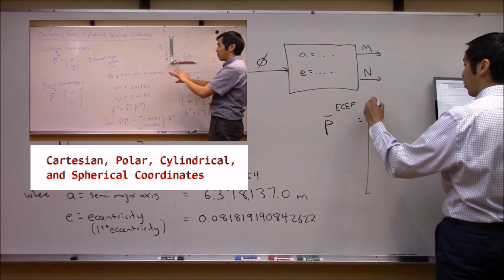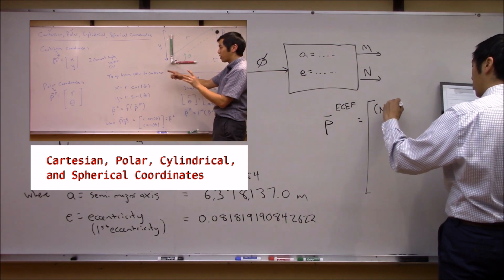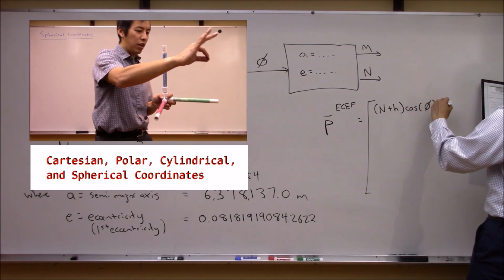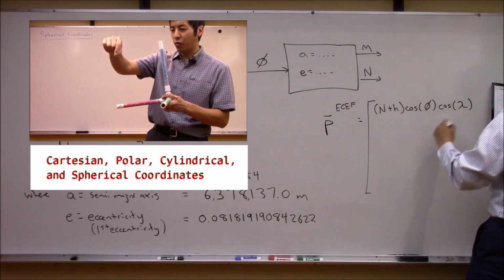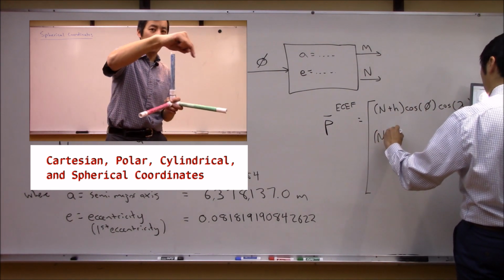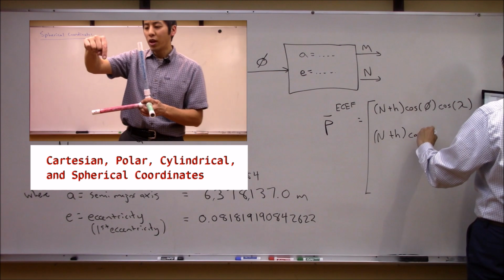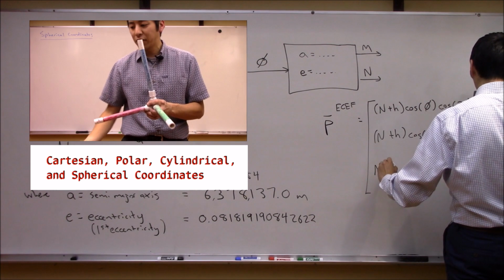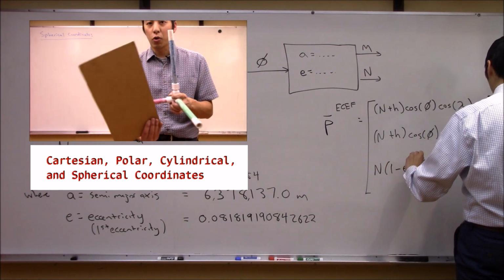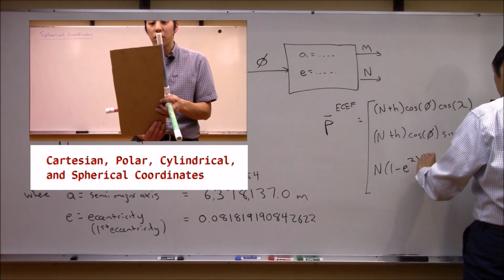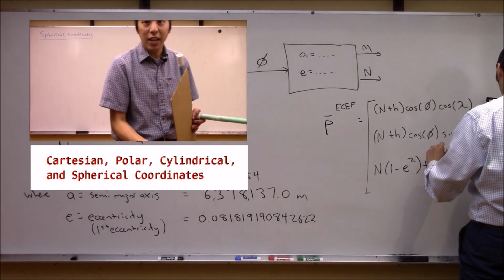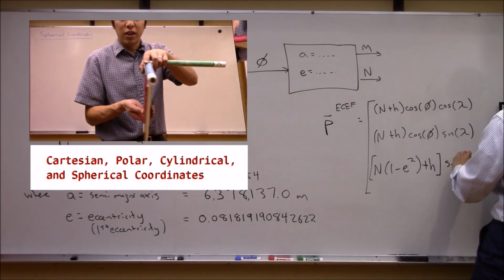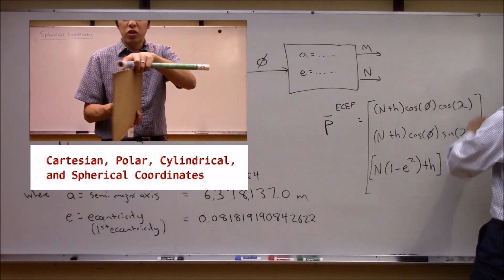So this is now going to be N plus your geodetic altitude h, times cosine of your geodetic latitude phi, times cosine of your terrestrial longitude lambda. And then it is N plus h, cosine phi, sine lambda. And then N times 1 minus e squared, plus h, this quantity, times sine of phi. Great.